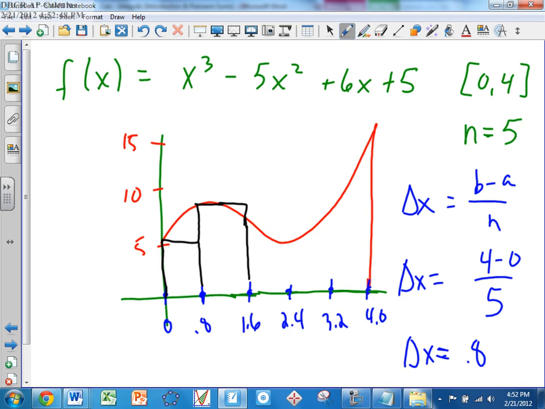Start here, go up to the function, go over until you get to 2.4, and then go straight down. Start at 2.4, go up to the function, go over until you get to the next interval. Then start at this point, go up to the function, and then go over, and then go down again.